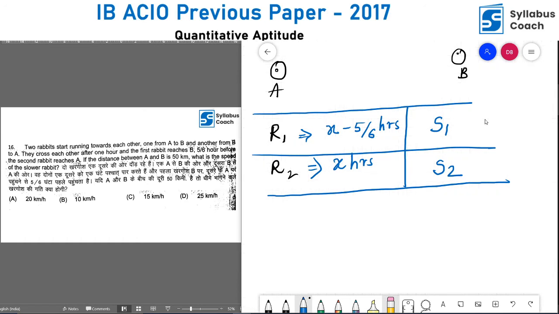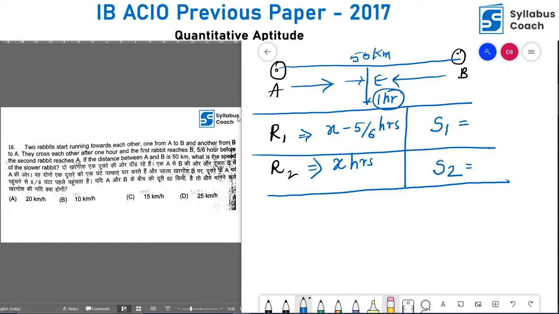So now let's try to write the equation for s1 and s2 separately. But before that, let's read the question. It's given that the distance between A and B is 50 kilometers, where one rabbit is moving like this, and the other rabbit is coming like this. Somewhere they will meet at a point, after 1 hour. Keep this in mind. Now velocity is distance by time, so the equation for this is 50 by x minus 5/6, and for this it is 50 by x. Are you clear until here?